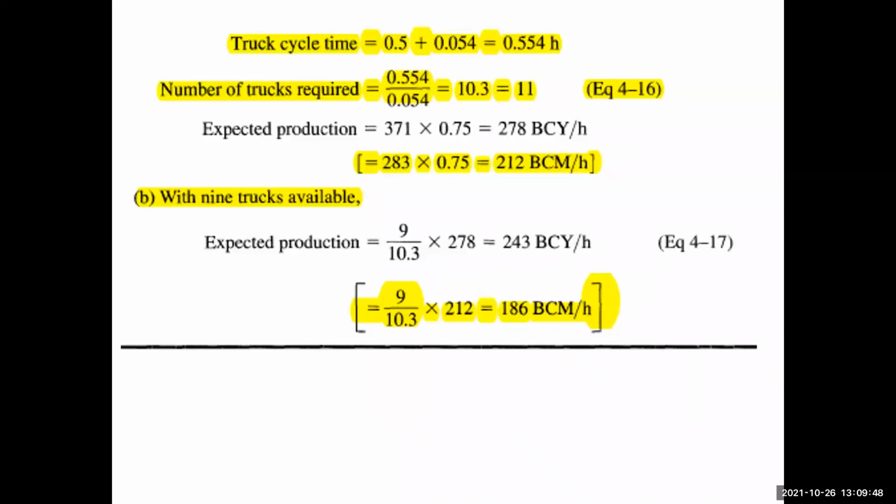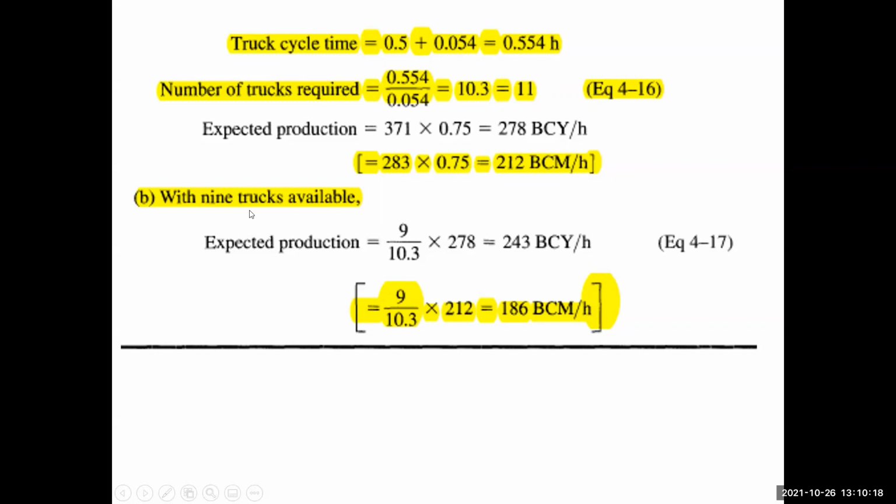That means we will need 11 trucks that will meet this 283 bank cubic meter production, multiplied by 0.75, that is the job efficiency. So expected production in this case will be 212 bank cubic meter per hour. But this is not just because of the shovel. With this shovel, we will need 11 trucks of this capacity.